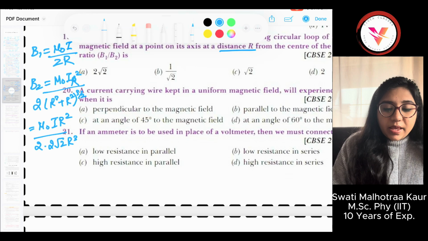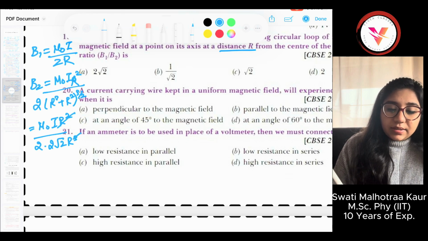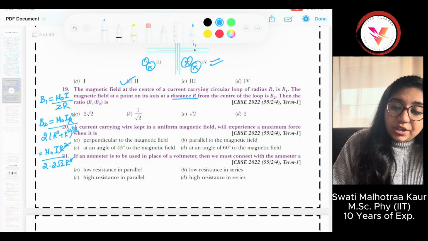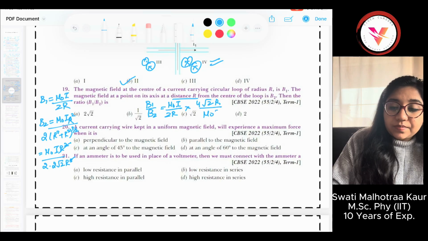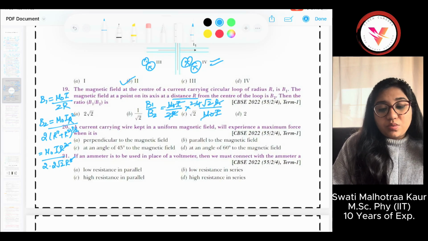And then it gives you 2 root 2 r to the power 3. Okay. This will cancel, and then you can just take the ratio B1 and B2. B1 by B2, which is mu naught I over 2r into 4 root 2 r by mu naught I. So it's simply 2 root 2. That is option A.